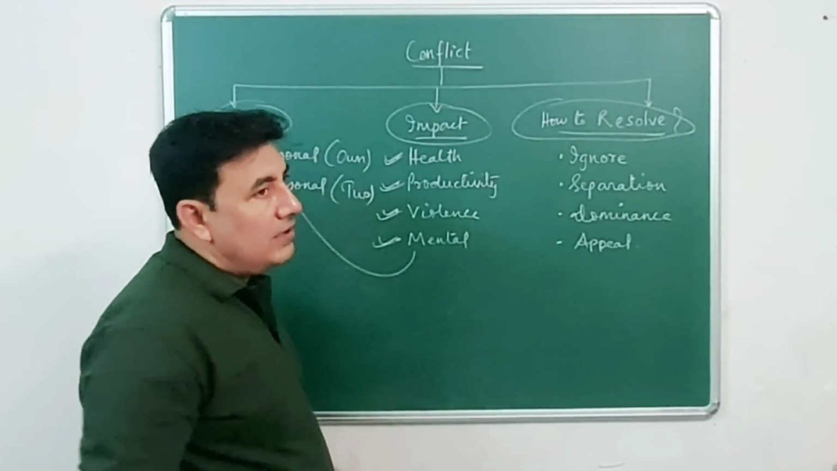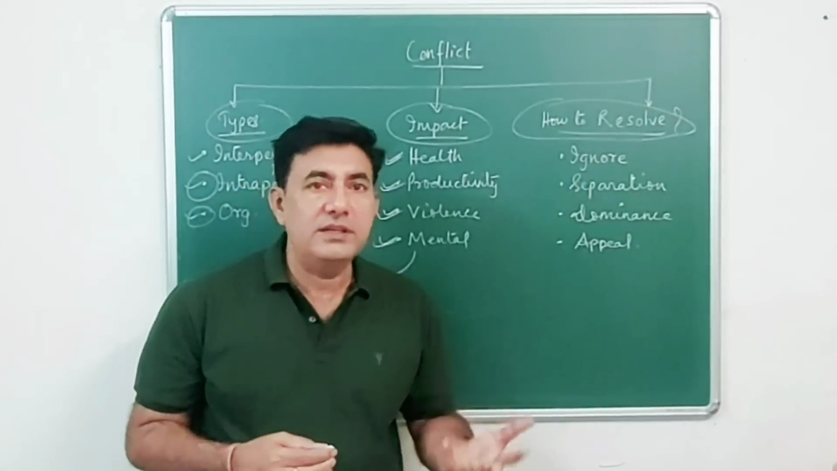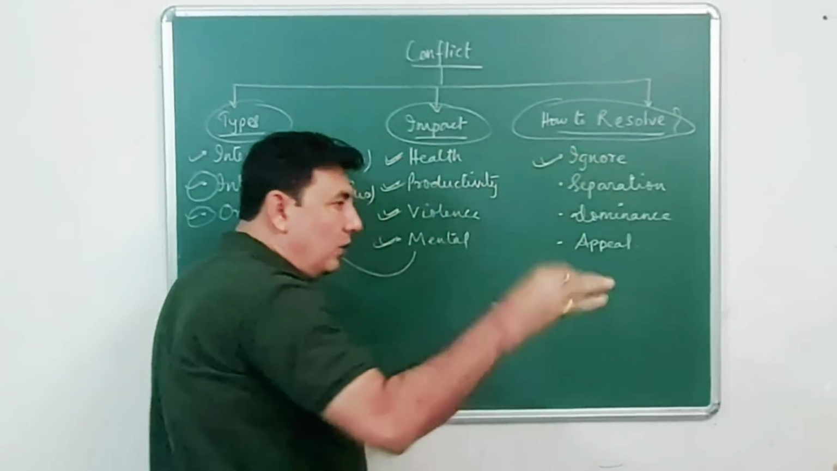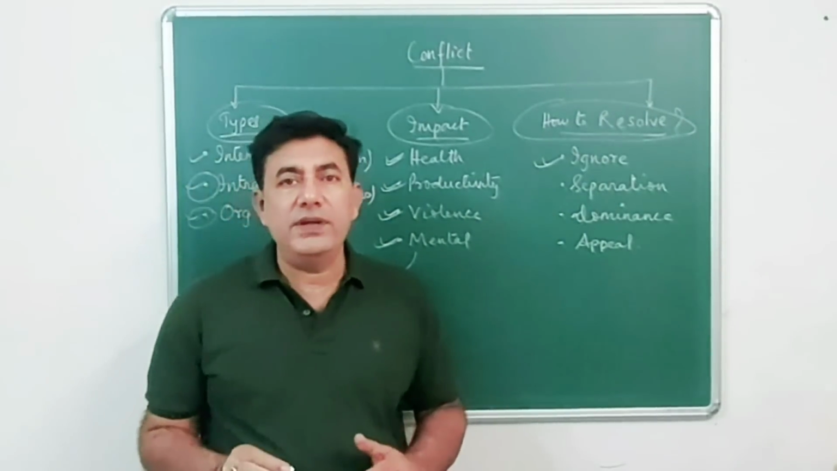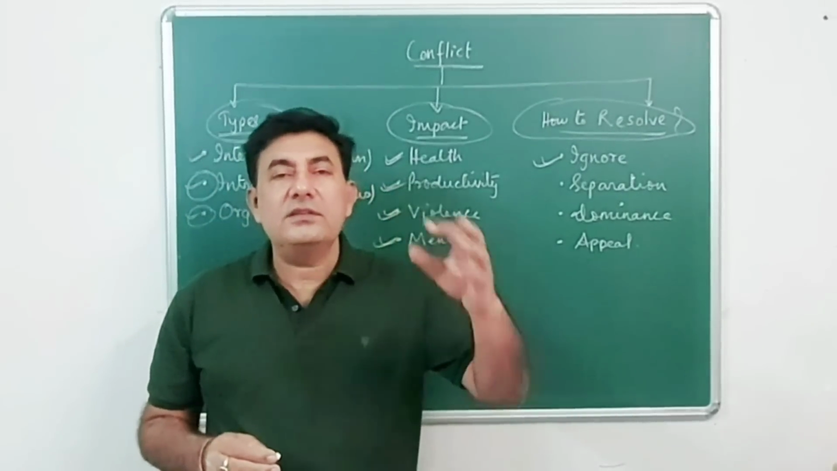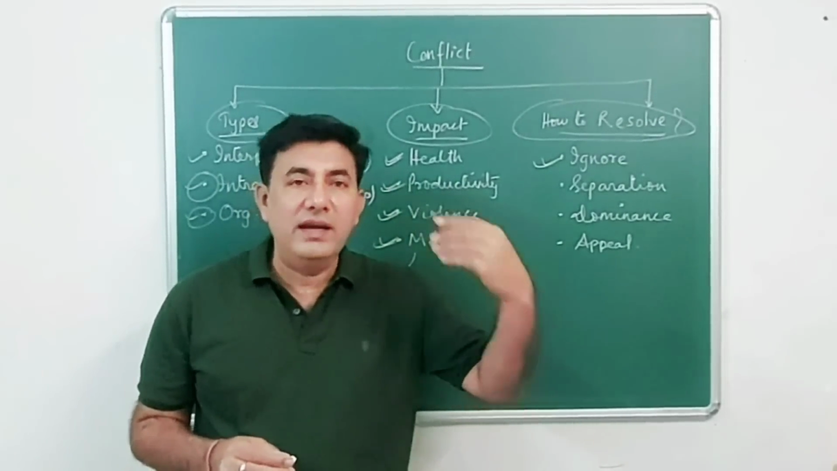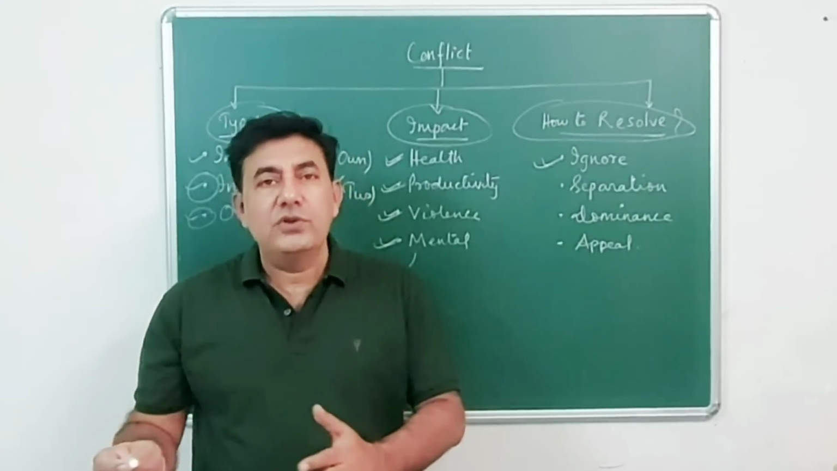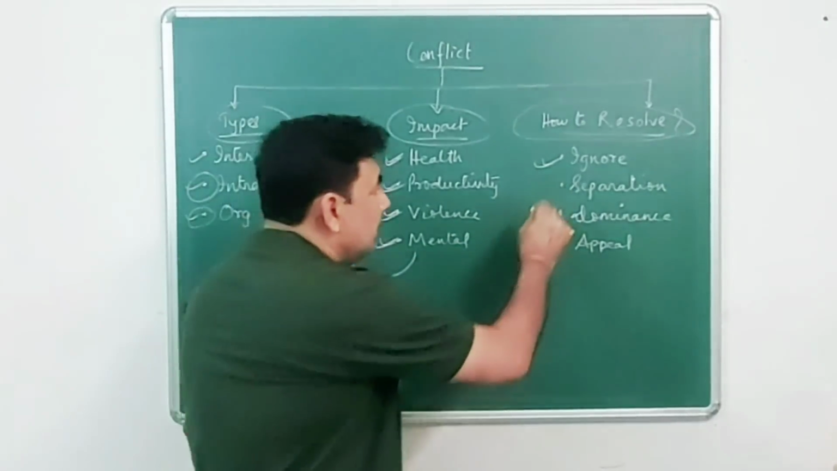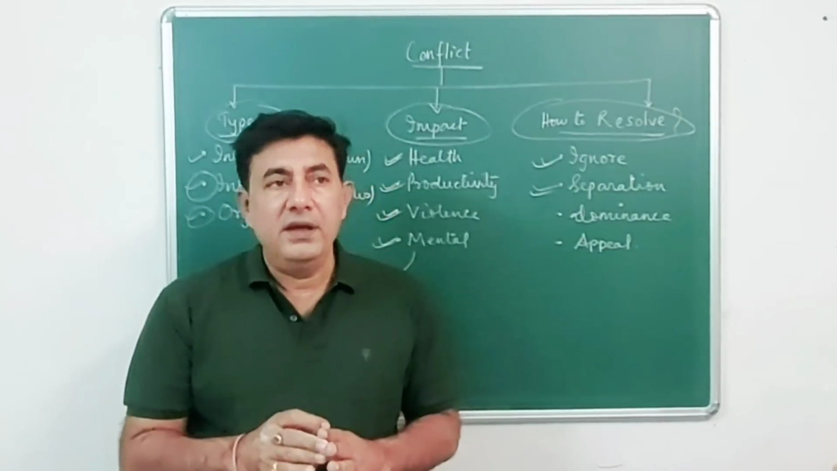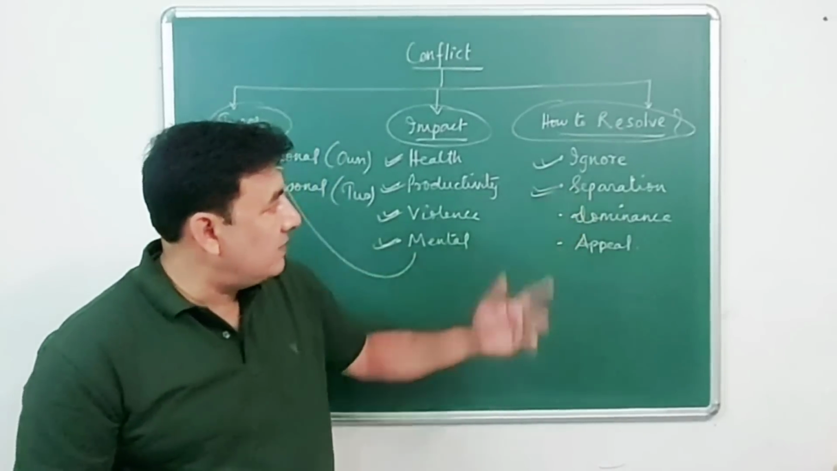Okay, now how can an organization resolve this? What are the steps that an organization can take? First, very simple, ignore. If there is conflict in the organization, the best way the management can do is just ignore it. Let them fight. Automatically they will arrive at a solution. And then comes separation. Make both the parties separate so that they will not fight. They will not be in conflict. So that is one technique.